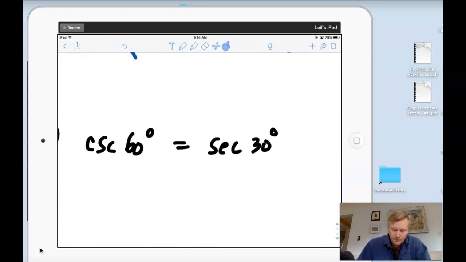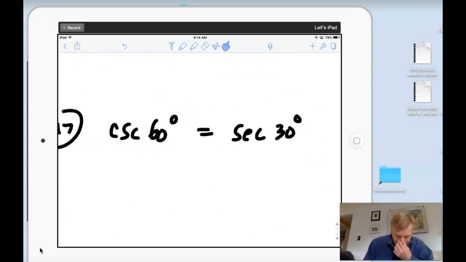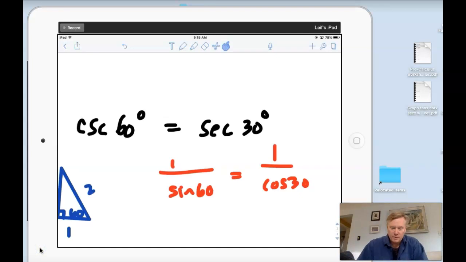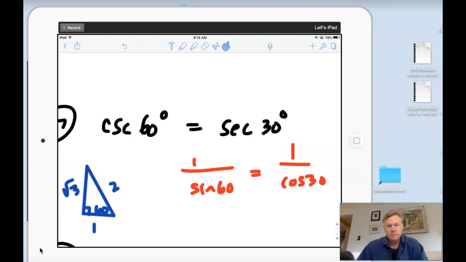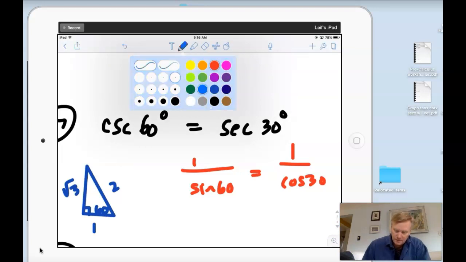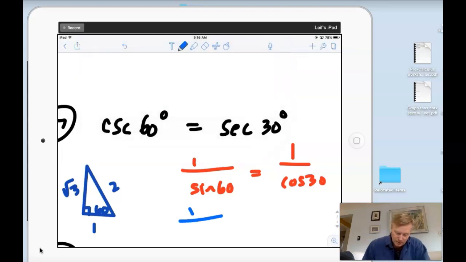Next one. Cosecant of 60 equals the secant of 30. If this is a no calculator problem, you can go back to your 30, 60, 90 triangle. Remember, the cosecant's the inverse of the sine. Secant's the inverse of the cosine. So 1 over sine of 60 equals 1 over cosine of 30 is the same thing that's written up there, just written differently. Which means if I figure out what the actual sine of 60 is, sine is the opposite over the hypotenuse. Sine of 60 would be the square root of 3 over 2.